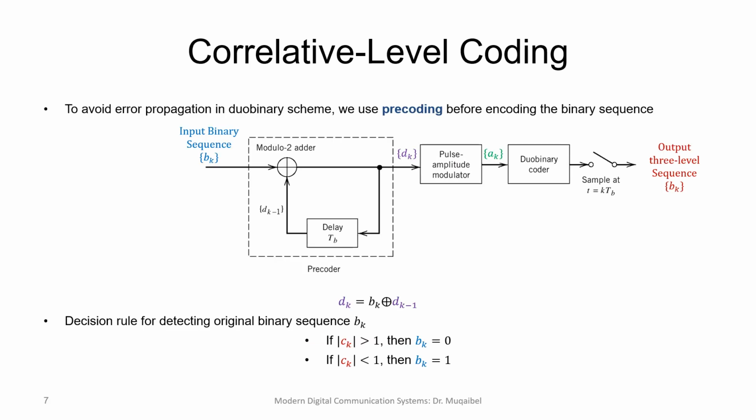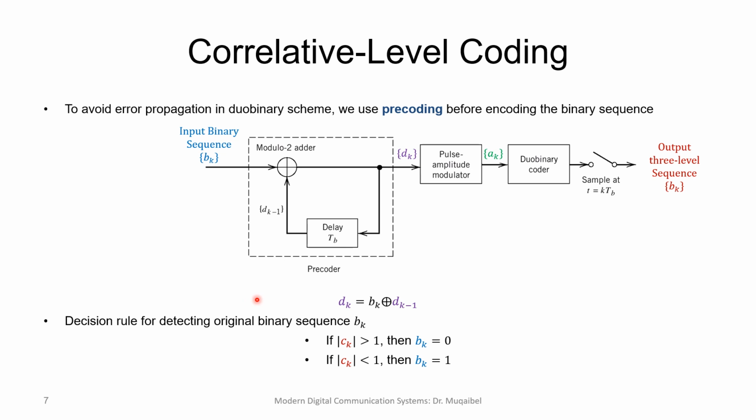So the solution to the error propagation problem is pre-coding, where the input sequence is pre-coded before doing the sequence. I compare every bit with the previous one, XOR. In fact, what we transmit is the difference between the bit and the previous transmitted bit. And then, of course, we can get the polar representation followed by the dual binary coding.